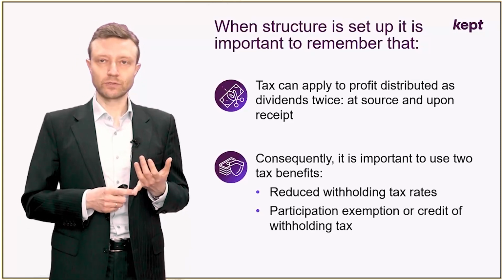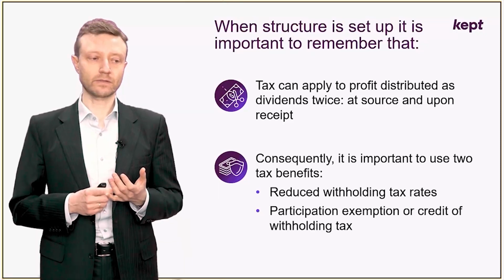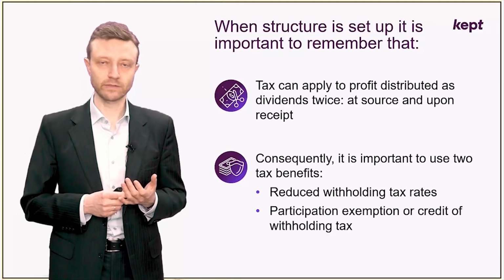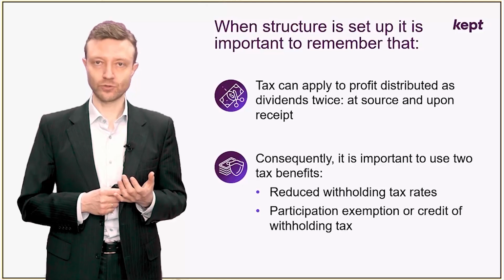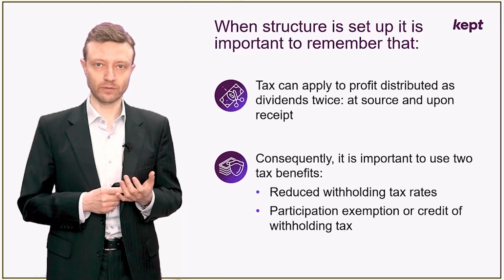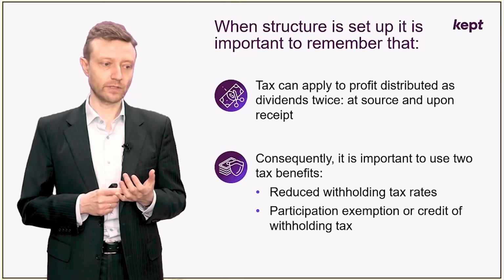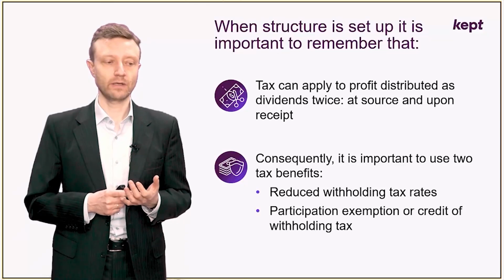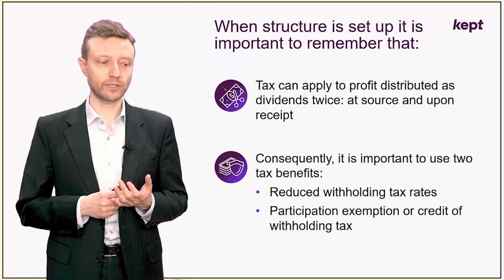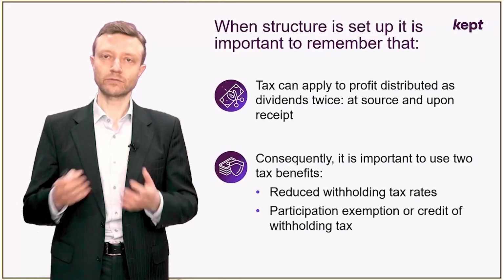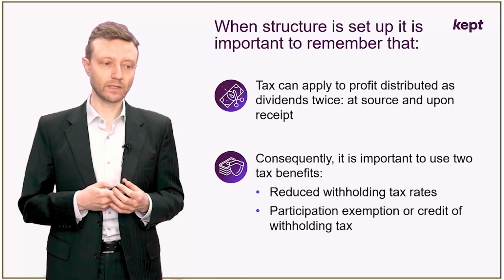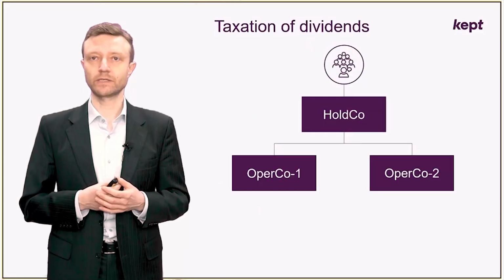So it's important to remember that there are two types of tax benefits that can be relied upon to make sure that there is no excessive tax burden on dividend flows. First is reduced withholding tax rates, and second is participation exemption or credits of withholding tax in countries where dividend income is received. So let's look at a specific example.